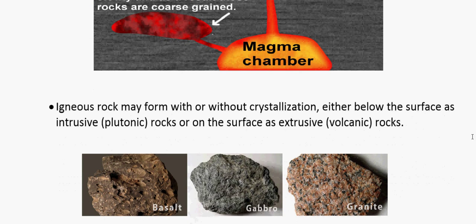So igneous rock may form with or without crystallization. As we all know, crystallization is a process. Igneous rocks may be formed either below the surface, in which case it's called intrusive igneous rock, or above the surface, in which case it's called extrusive igneous rock. Fine, guys.